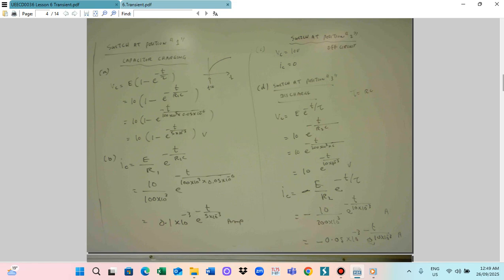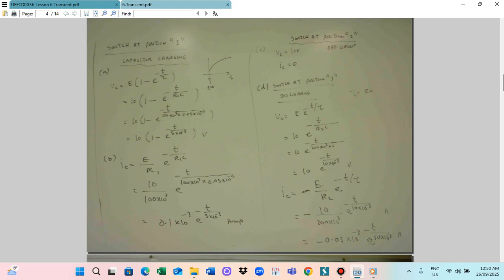And also, we need to calculate the voltage across the resistor, VR. The VR equation is given by E multiplied by e power minus t by RC. So this is for the VR formula. We substitute the VR formula here. E is 40, e power minus t divided by 32 into 10 power minus 3. So that will be the voltage formula. By solving this one, you can calculate for the VC, IC, and the VR.